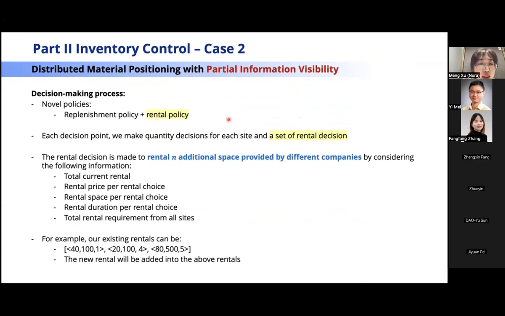Because the rental policy, similar to job shop scheduling, is also used to calculate the priority of a candidate rental choice. But differently, for job shop scheduling, we finally select only one, which is the highest priority one, as the final decision. But for the rental policy, after prioritizing these candidate selections, we rent a set of additional space provided by different companies until the total requirements are sufficient.